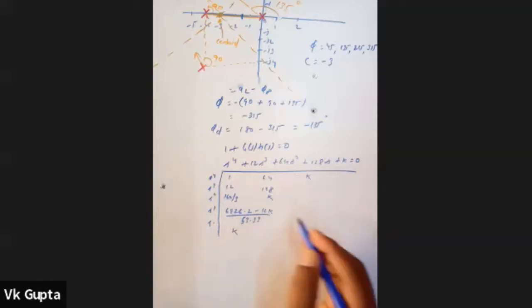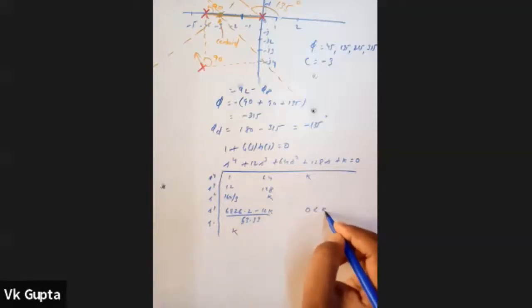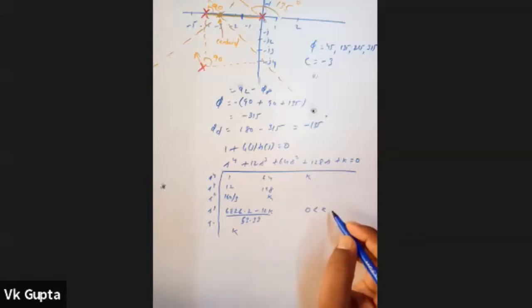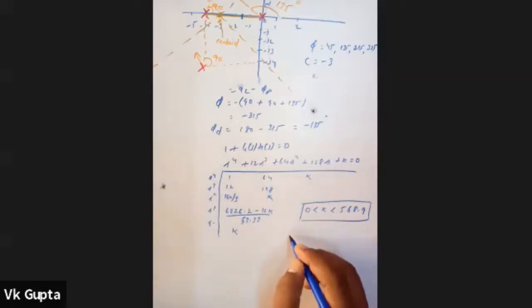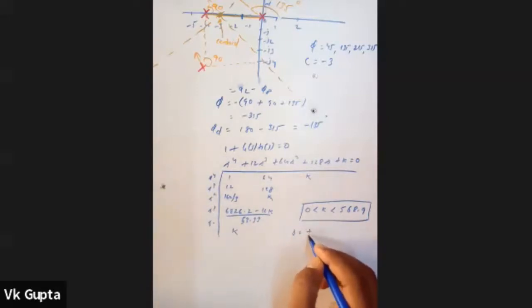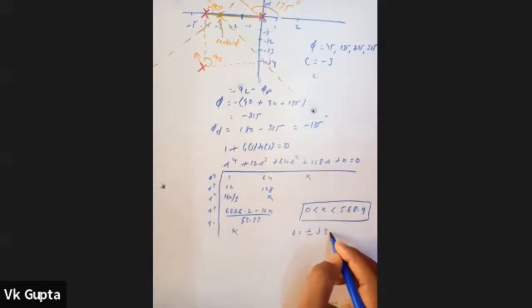When you solve this, you will get K greater than 0 and less than 568.9. Am I right? Yes, sir. This is your range. So take S square and solve, you will get S is equal to plus or minus J 3.266.